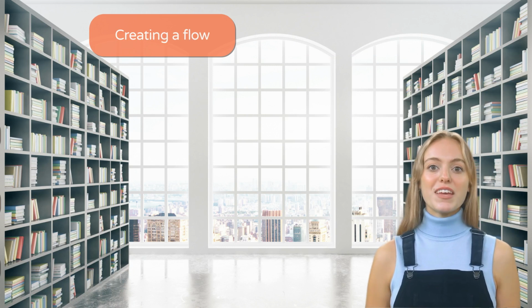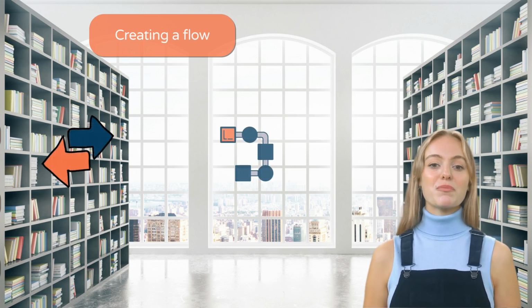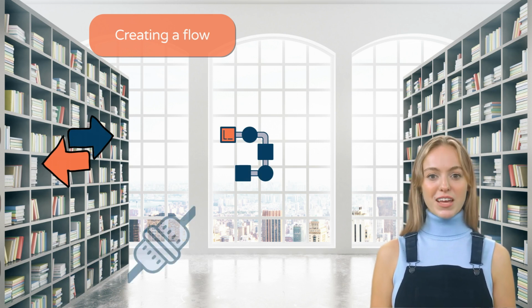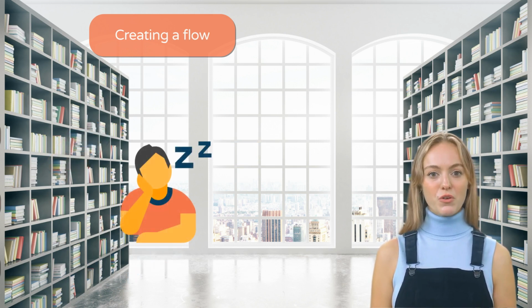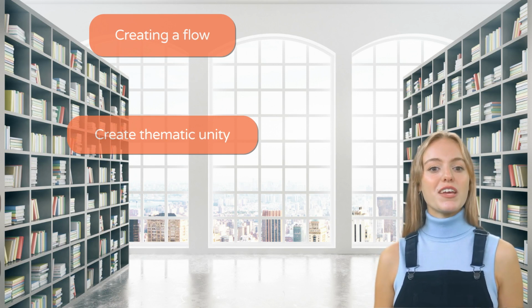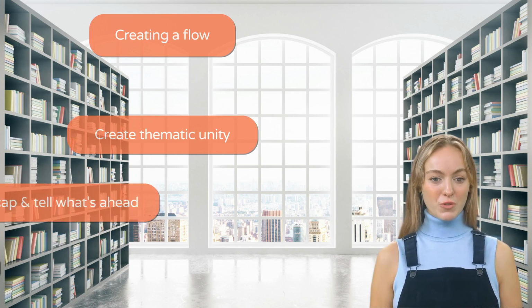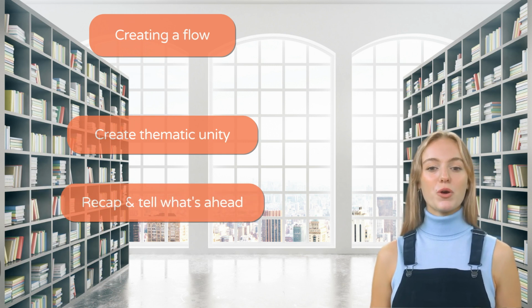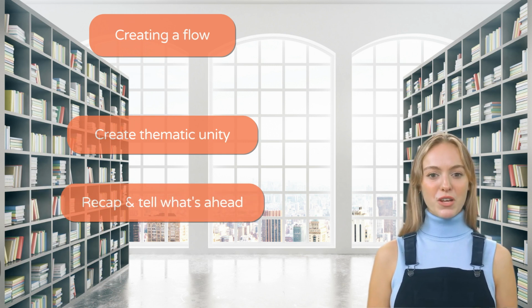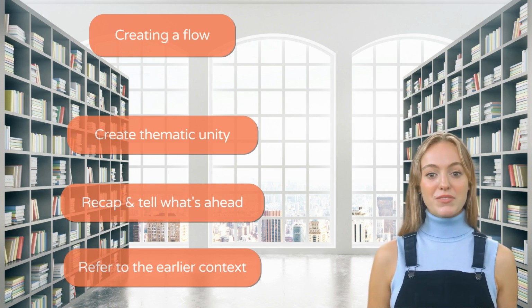The final tip of today is making sure to transition from one idea to another with a great flow. This will help your readers stay connected to the research instead of losing their interest quickly. So, how do we do this? The first thing you need is keeping every component relevant to each other, creating a thematic unity, in other words. Secondly, make sure to recap some of the points and tell the reader what's ahead. And finally, before giving more information, shortly refer to the earlier context.